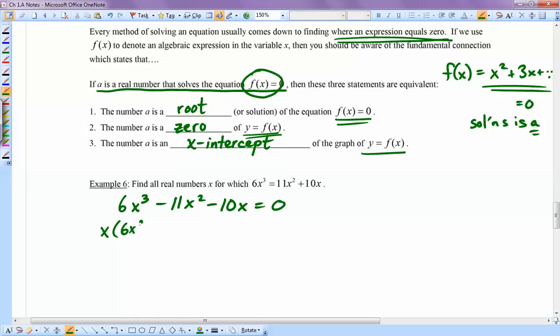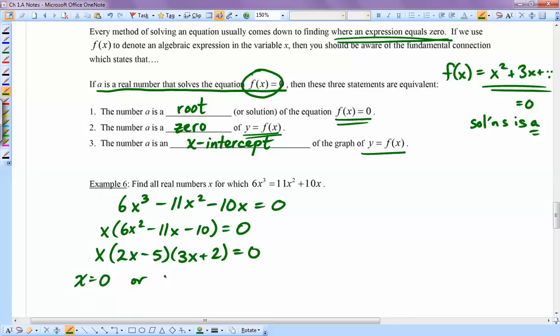So you get 6x squared minus 11x minus 10 equals 0. And then this actually factors. So this factors into 2x minus 5 and 3x plus 2. Okay, now this is like the a times b equals 0, but really it's a times b times c equals 0. Still the same properties apply. So x equals 0 or x equals, that would be 5 over 2, or x equals negative 2 over 3. So we get 3 answers.